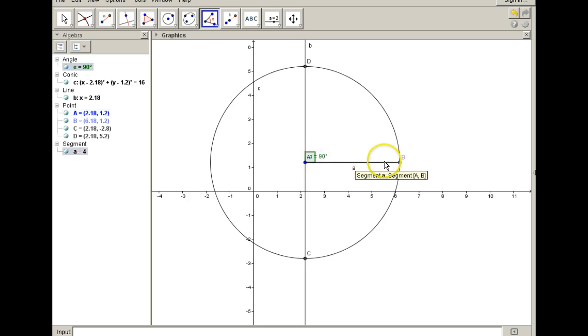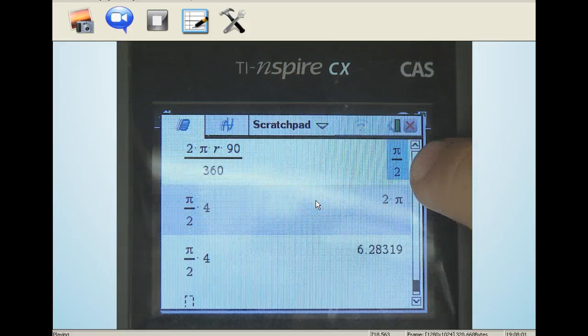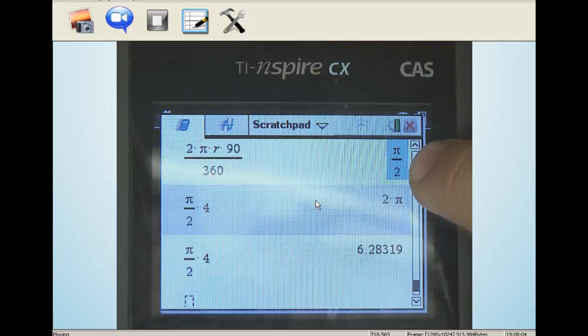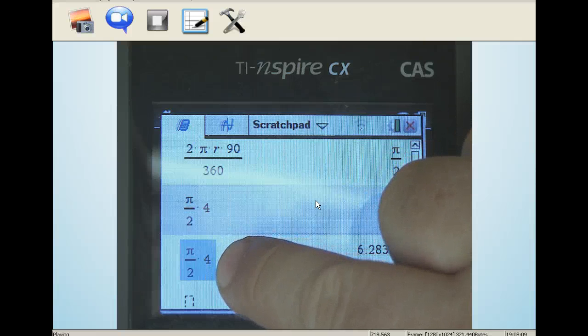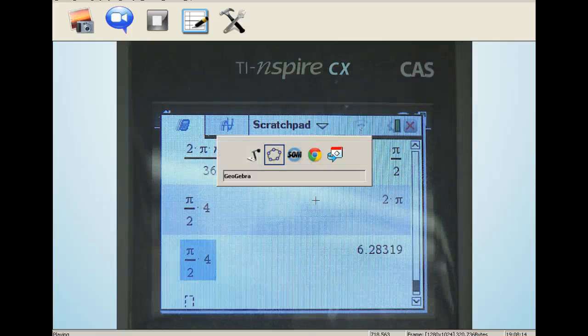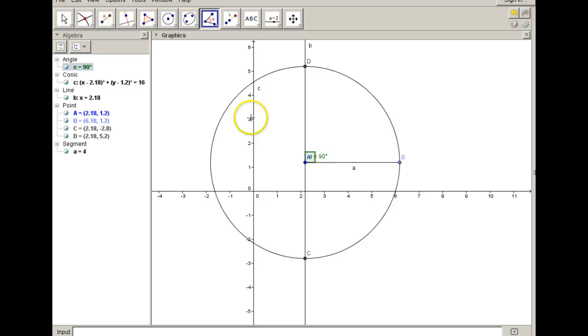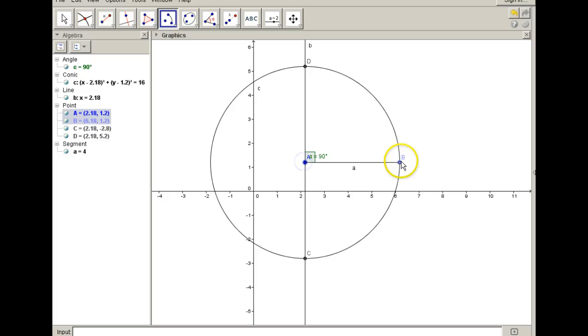The unit length of the radius was 4, and we said a 90-degree angle had a radian measurement of pi over 2, which meant that pi over 2 times the radius of 4 is going to give us a length of 6.28319. So let us measure that now. Here we go. We're going to measure this arc. And we get 6.28.